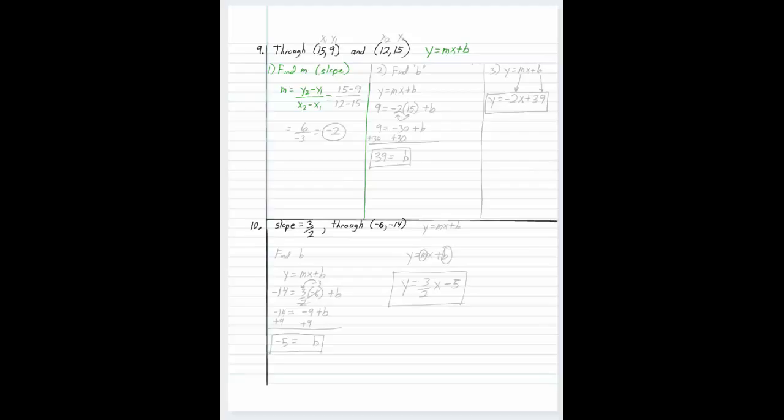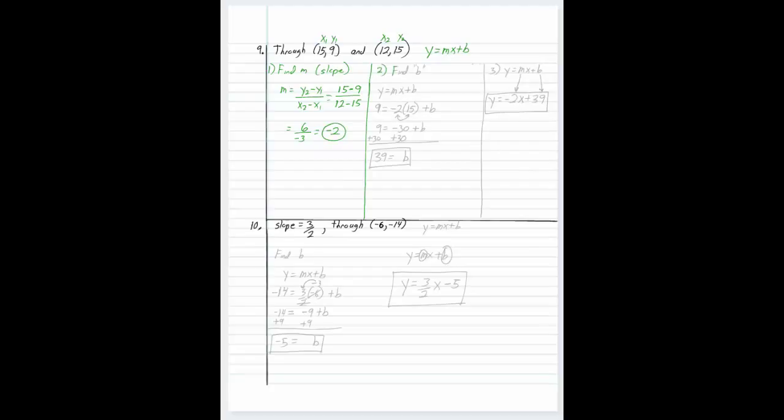And let's see, well, let me label the points first. y2 is 15, minus y1 is 9, x2 is 12, and x1 is 15. So 15 minus 9 is actually 6, and 12 minus 15 is negative 3, and this divides out to be negative 2. So we get our slope.